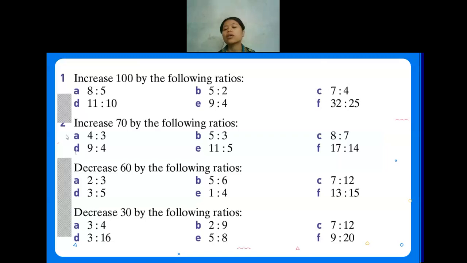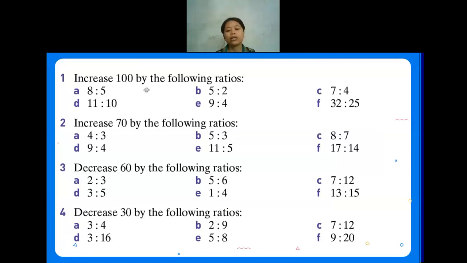Okay. So the first thing you have to do here, all the ratios you have to change into fractions. So 8 to 5 will be 8 per 5. After you have the fraction, you multiply with the given value. Here, we have to increase 100 by the given ratio. So 8 per 5, I will multiply it by 100. So 100 divided by 5 equals 20. 20 times 8 equals 160. Is it clear enough? 160.